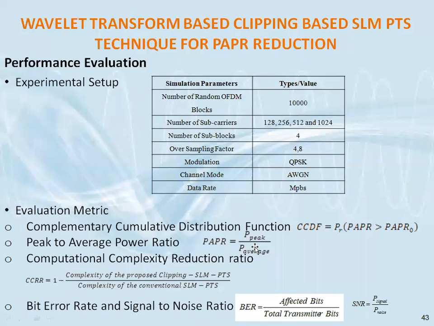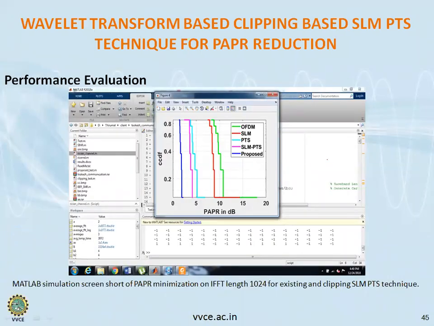Once we come to the analysis part, we consider the different subcarrier signals. The total number of blocks used is 4, and we are implementing for QPSK and additive white Gaussian noise. Therefore, we can see OFDM as the fundamental logic, selective mapping, partial transmission, the combination of selective mapping and partial transmission, and the proposed one. The proposed means the combination of clipping, selective mapping, and partial transmission sequencing.